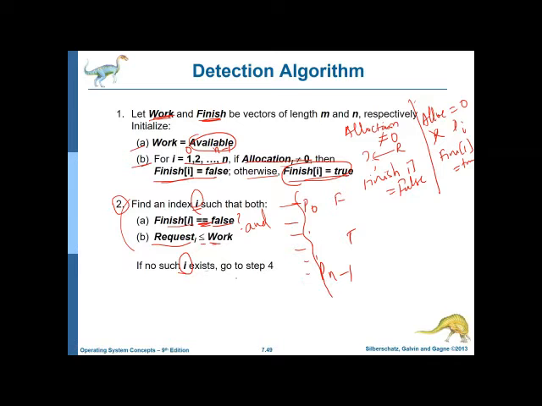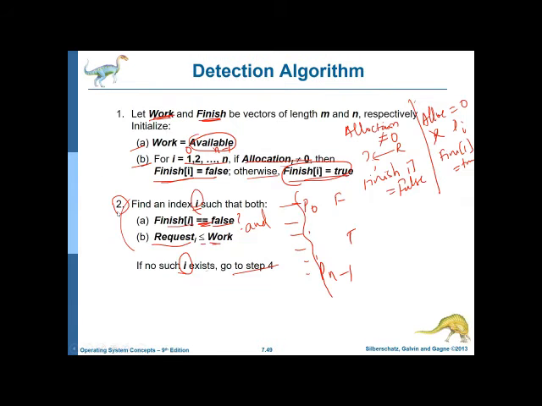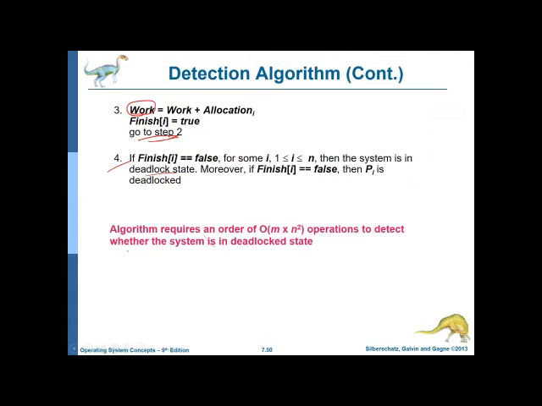Then what you have to do is go to step number 4. Step number 4 is actually the termination part where you determine whether a deadlock is there or not. Okay, we'll come to that later. Now suppose that you found an index I which satisfies these two conditions. What we have to do next is give it whatever it requires. A process has requested for something, and because it is less than what is available, we give its request from the available.